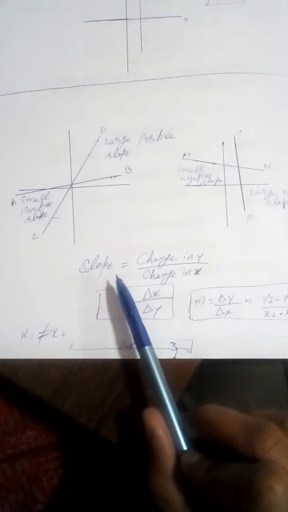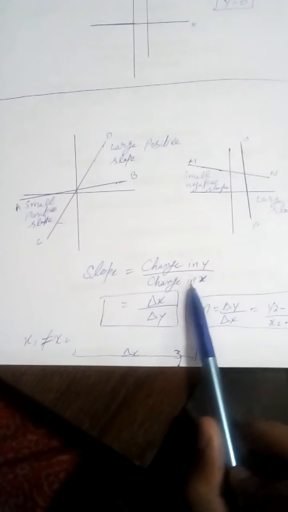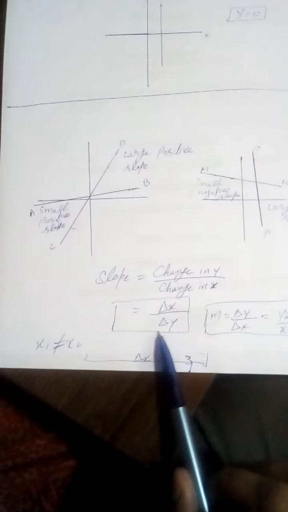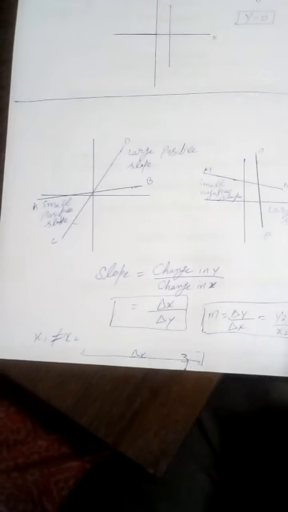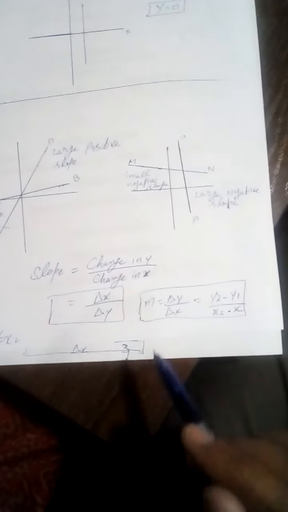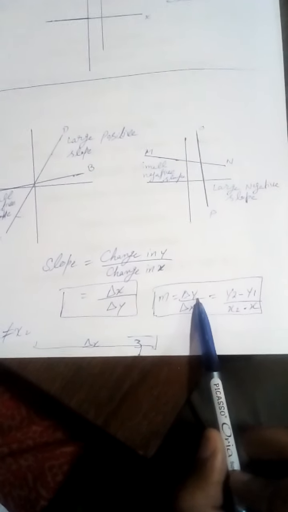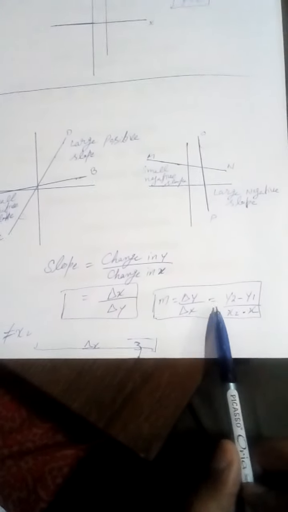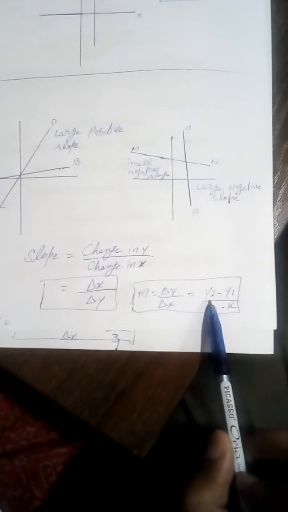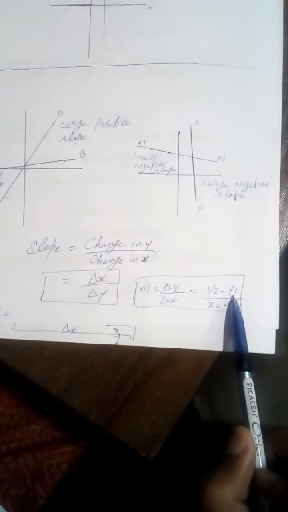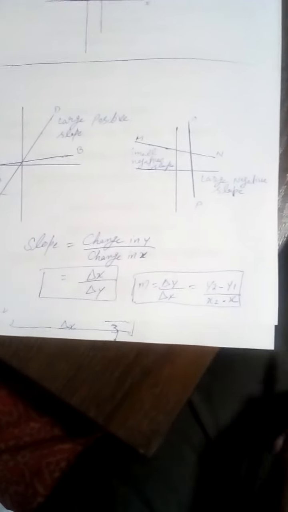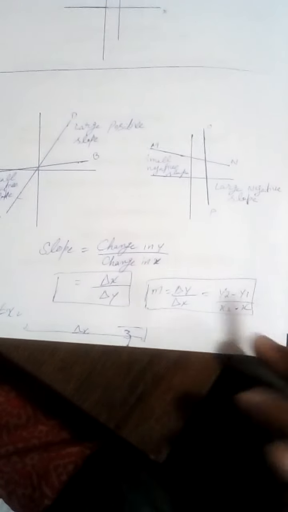This is the slope formula: change in y and change in x, delta y and delta x. We can also write this formula like this: m, which stands for the measurement of the line, is equal to delta y over delta x, which is equal to y2 minus y1 over x2 minus x1. So this is the general formula to solve any kind of equation. Let me explain this formula with an example.